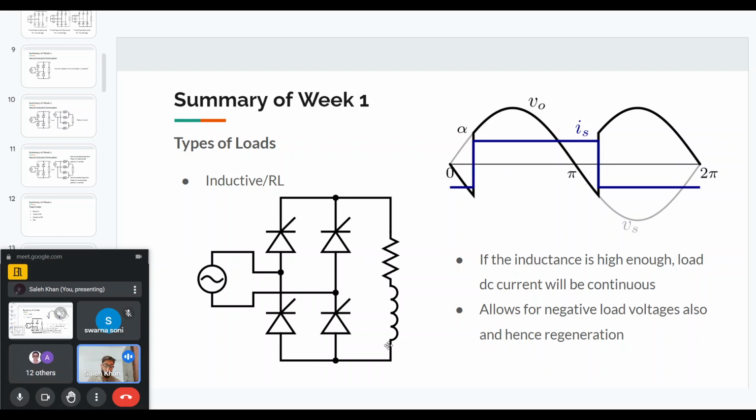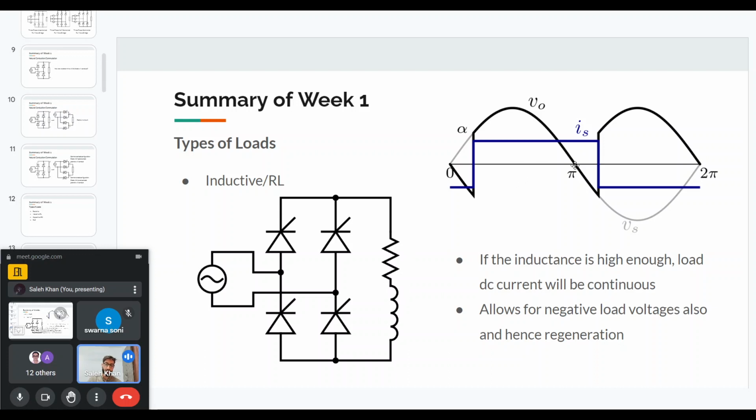But now if we add some inductance to it, as the current in the inductor increases, it will have stored magnetic energy. So when the V out voltage becomes zero, the current is still not zero because of this inductance. It will not allow the conduction to stop because the inductor cannot have sudden changes in the current.